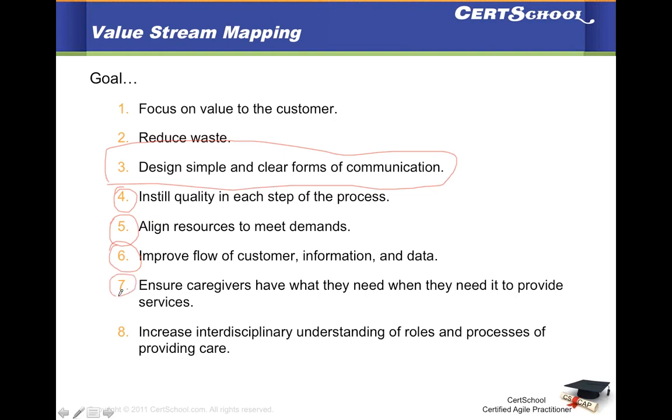Number 7, ensure caregivers have what they need when they need it to provide the services. The caregivers are the resources who are actually working on making those actions happen on the nodes, on those steps. So you need to make sure that those resources have what they need to accomplish their task at the right time in the right fashion.